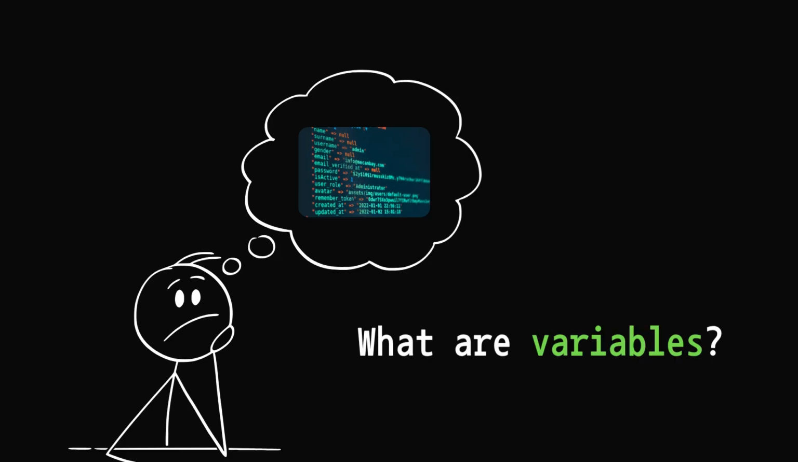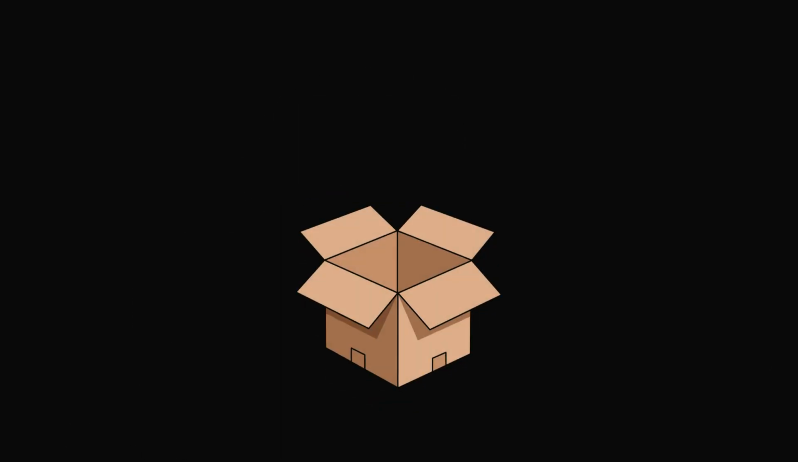So what are variables? Variables are basically where we store the data types that we just learned about. Let's take this box for an example, and let's give it the name of first name. Now let's take this string, John, and store it inside the box.